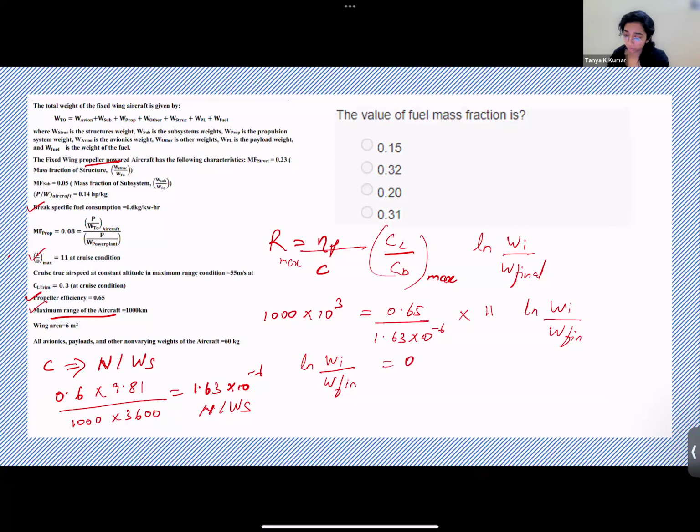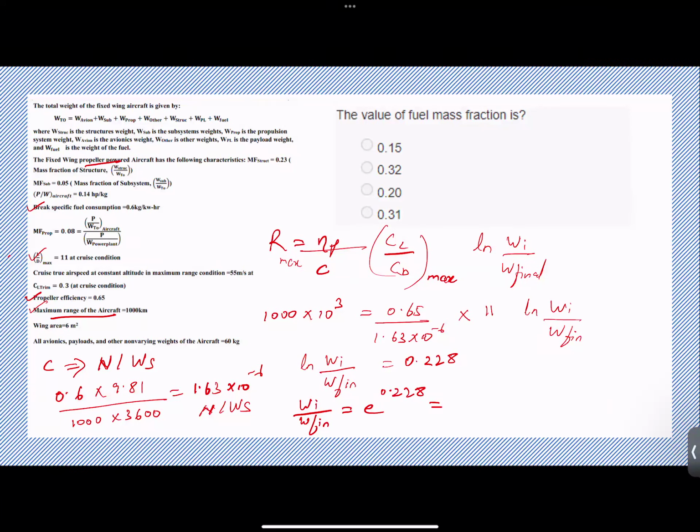I'm getting 0.22228. Right? Is everybody getting this? Please let me know if I'm making any mistakes. So I've got 0.228. So your W initial by W final is e raised to 0.228, which is 1.256. Correct? Let me know if I'm making any mistakes, okay?